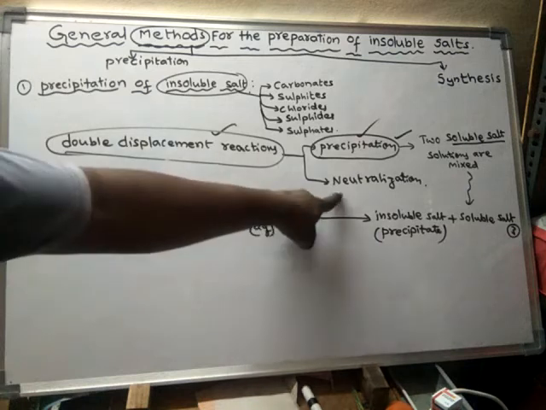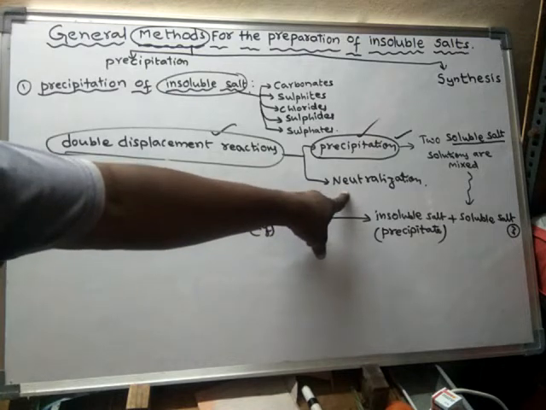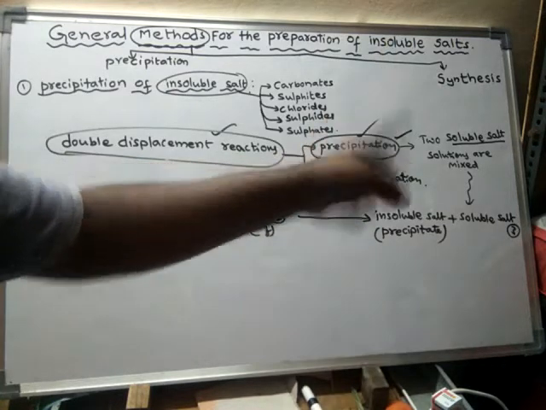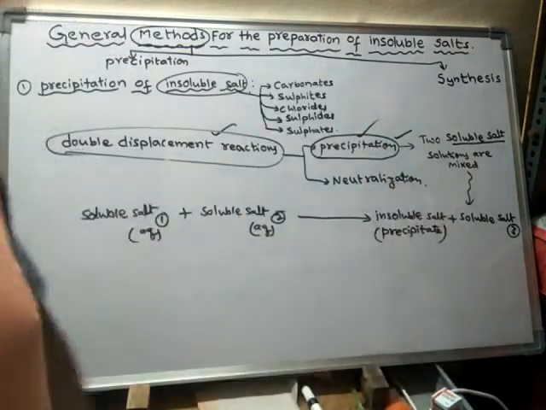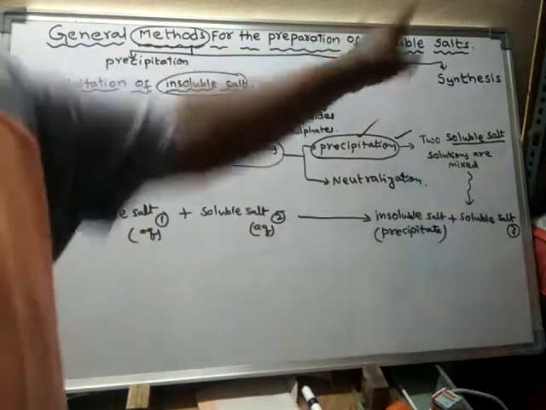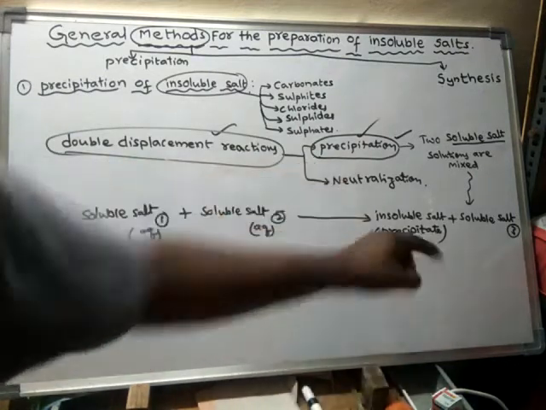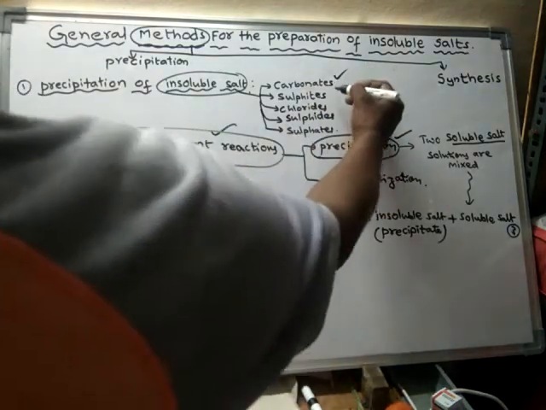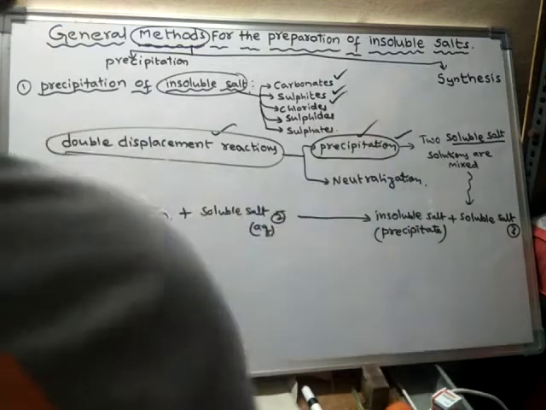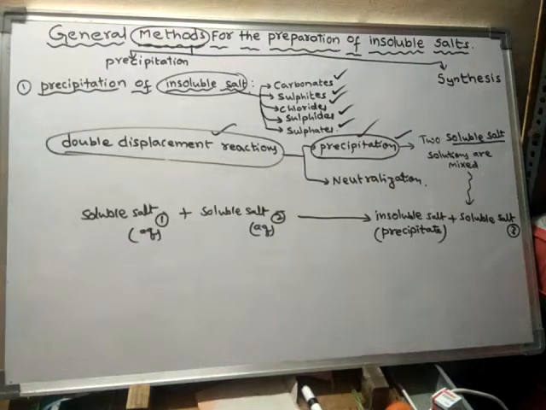Neutralization reaction is another type, but here we don't use neutralization reaction. In neutralization reaction, you will get soluble salt, but here you will get soluble salt as well as insoluble salt. So this is important. Here in this method, we are going to prepare insoluble salt by a precipitation reaction. Generally we will get insoluble salts of carbonates, sulfides, chlorides or sulfates. So we will take examples, starting with the formation of an insoluble carbonate salt.